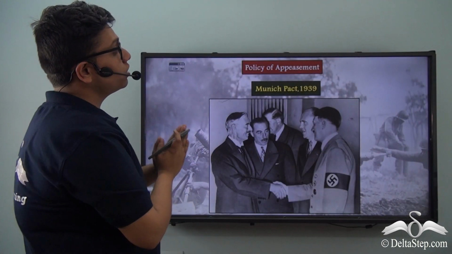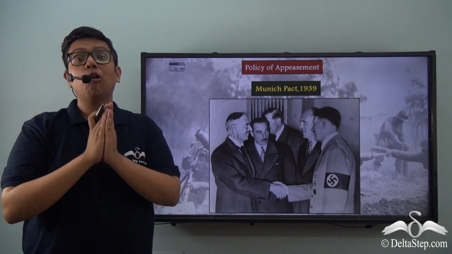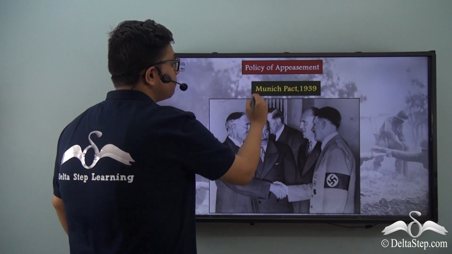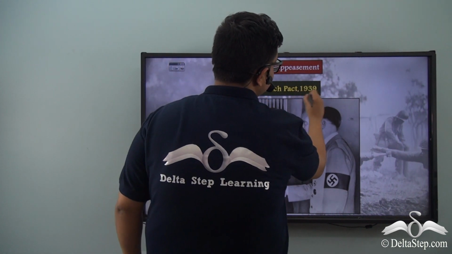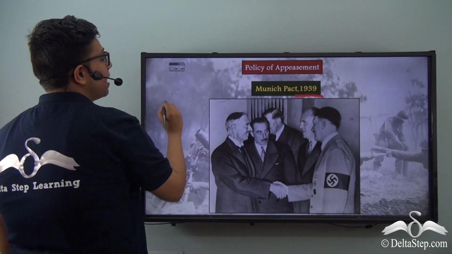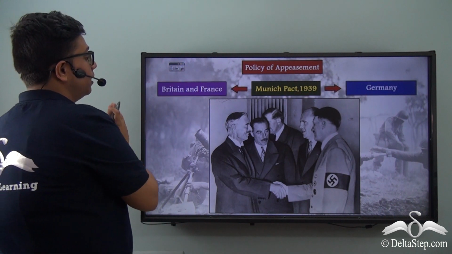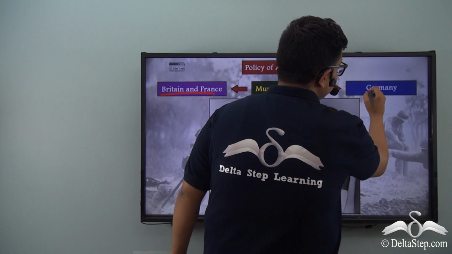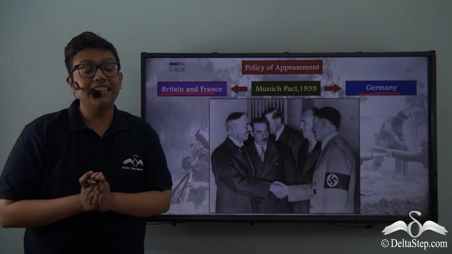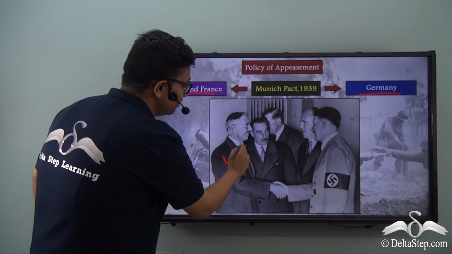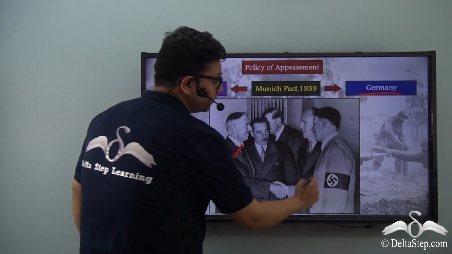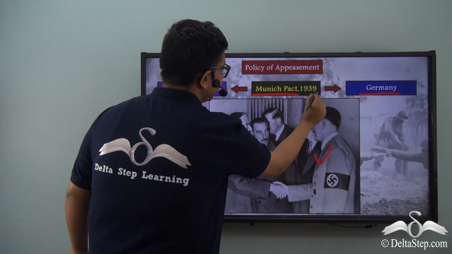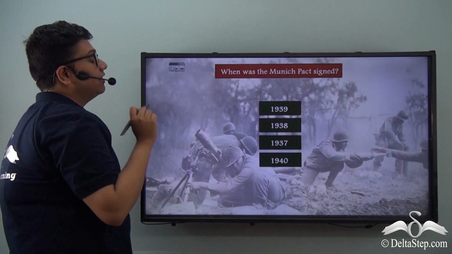But perhaps some of the most recognizable symbols or instances of the policy of appeasement remains the Munich Pact of 1939. The Munich Pact was signed between Britain and France on one side and Germany or Nazi Germany on the other. We can see the British Prime Minister Neville Chamberlain shaking hands with Hitler during the signing of the Munich Pact of 1939.